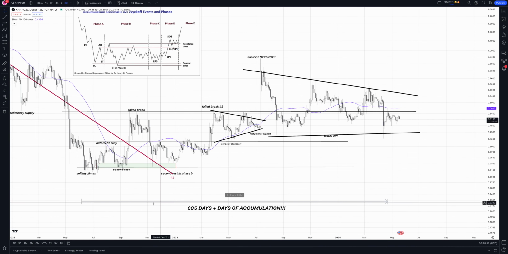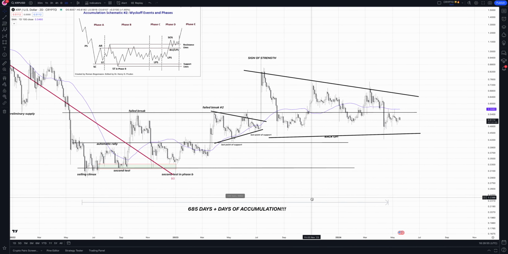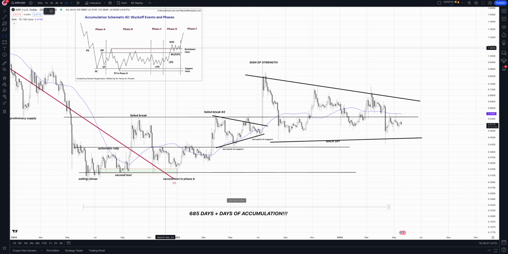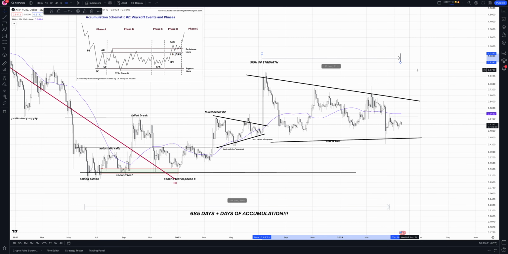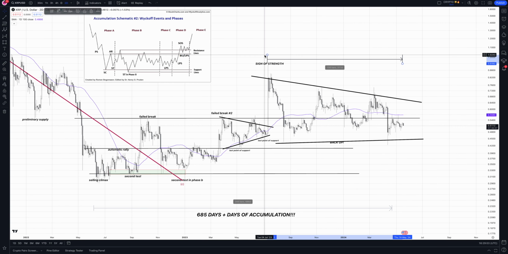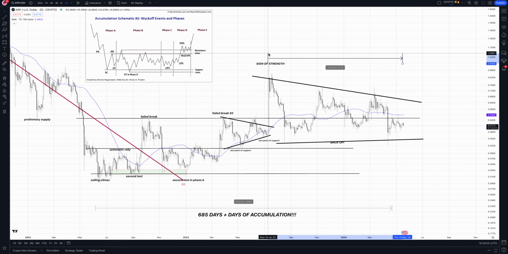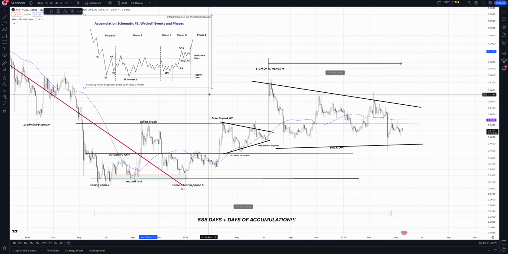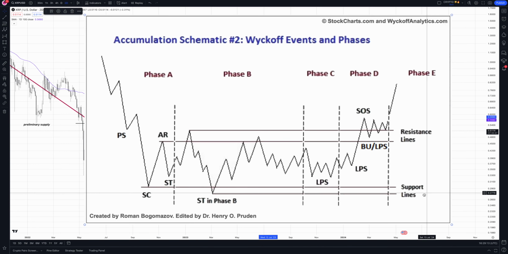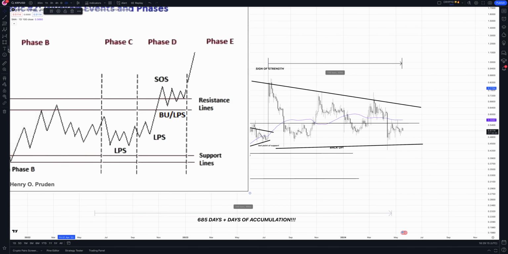In total, this has been over 685 days of accumulation at the lows, and just this backup phase has lasted 311 days. Let me see here. Yeah, about 309 days. So just this backup phase alone, this is exactly where we are. You see right here?